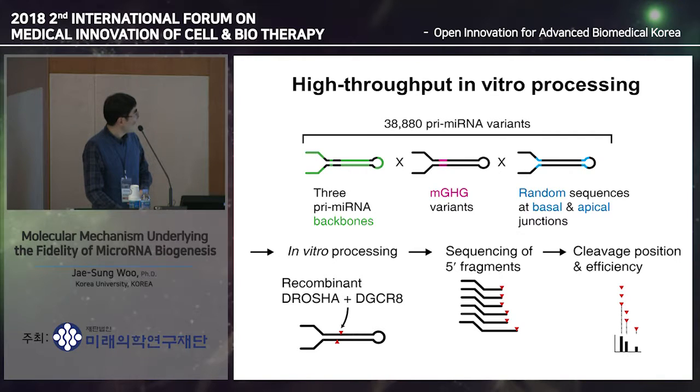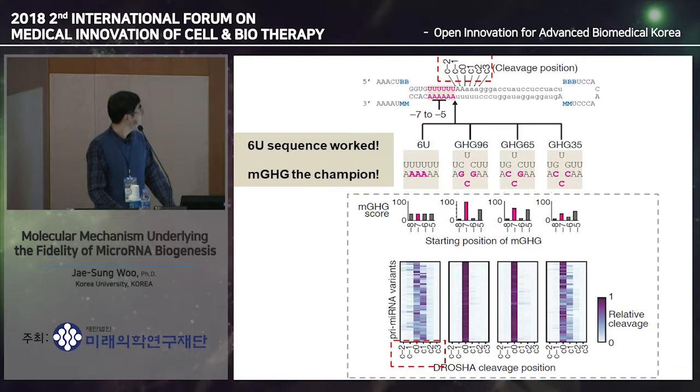And we used 3 different backbones. This part is different. And for the MGH variant, I showed 4 different variants, and also random sequences, the basal part and apical part. And we performed in vitro processing using recombinant Drosha and DGCR8 complex. And we sequenced all the variants and 5' fragments of all the variants, and cleavage position and efficiency were measured.